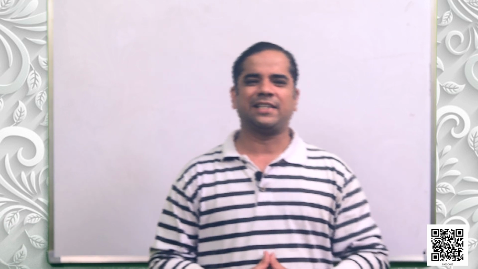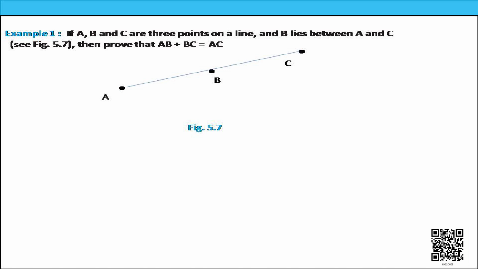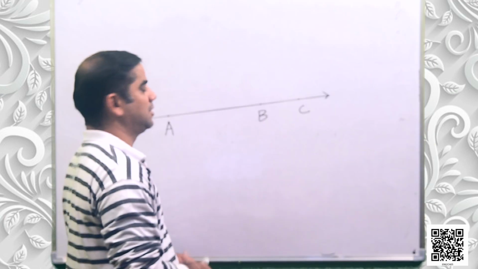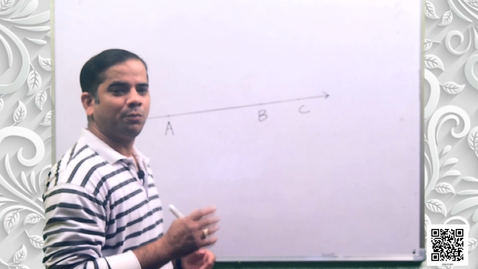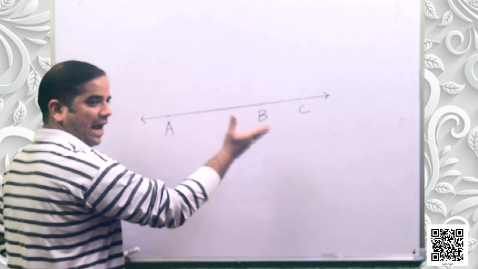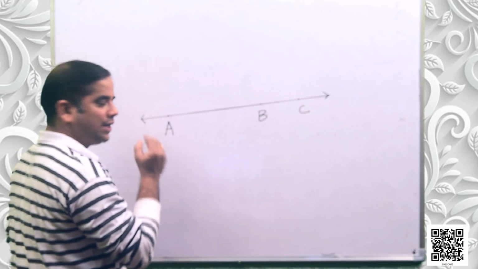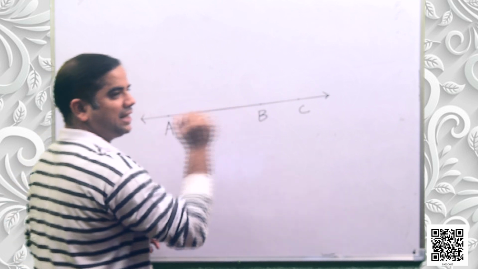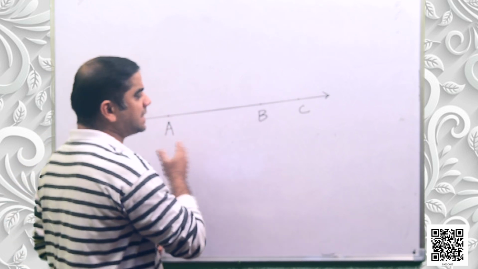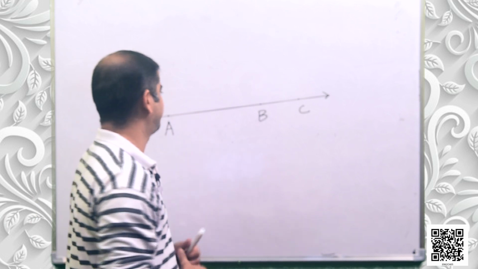Example 1 says that if A, B and C are 3 points on a line and B lies between A and C, then prove that AB plus BC is equal to AC. The figure is given in your book. Let us draw it on the board. As given in your book, I have constructed a line which has 3 points A, B, C lying on it. These 3 are called collinear points.